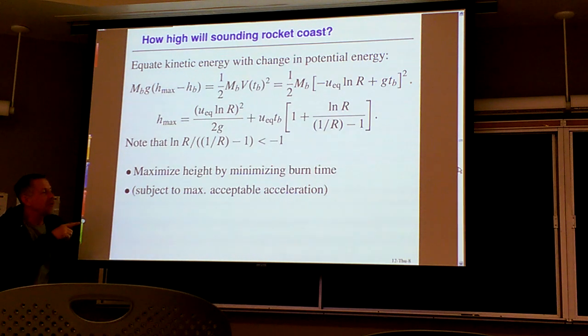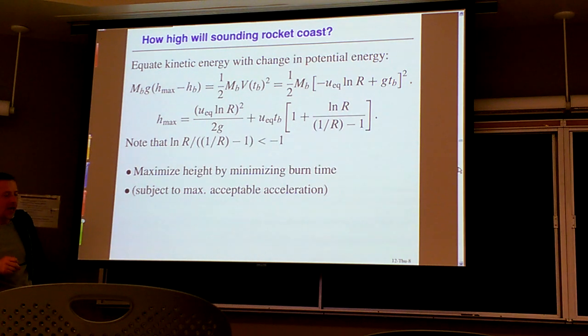However, if you change nothing but the burn time and make it shorter, then your acceleration goes up. And having a really high acceleration, even if it's only for a few seconds, is pretty bad for your payload and every electronic thing that you want to have on the vehicle. And not only that, the vehicle itself may be in danger if the burnout speed is too high.